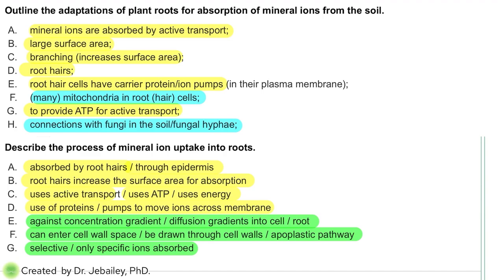So once again, pause this video, connect the yellow first, and then add the blues and the greens. And this way you have the strongest mark scheme. So every time it talks about minerals being absorbed, you have a very strong mark scheme that you can use for any other question related to mineral absorption in the roots.